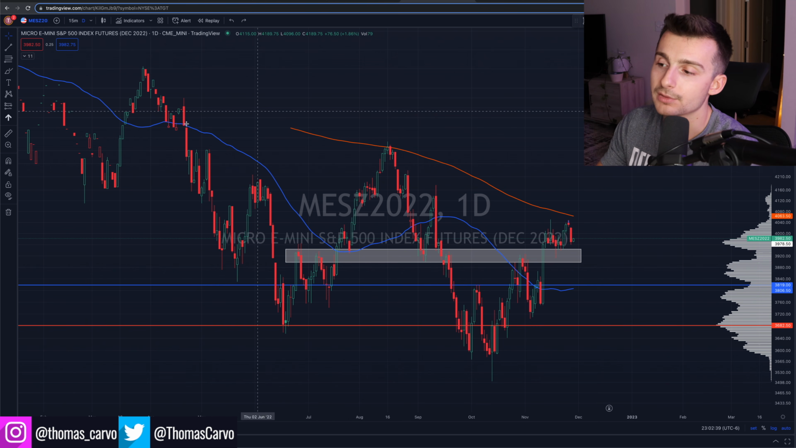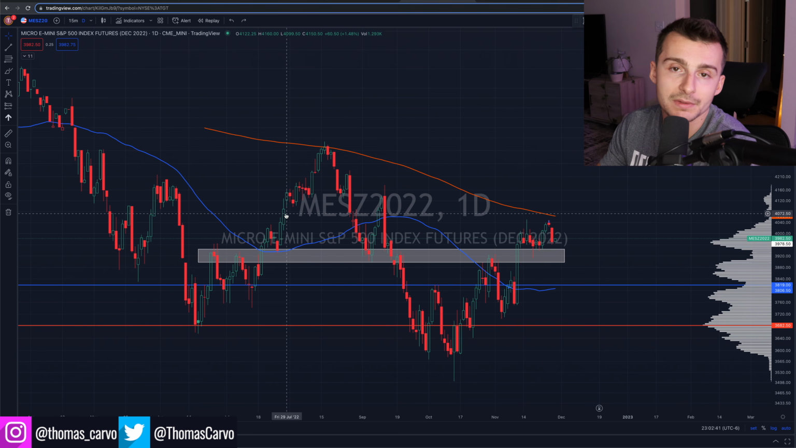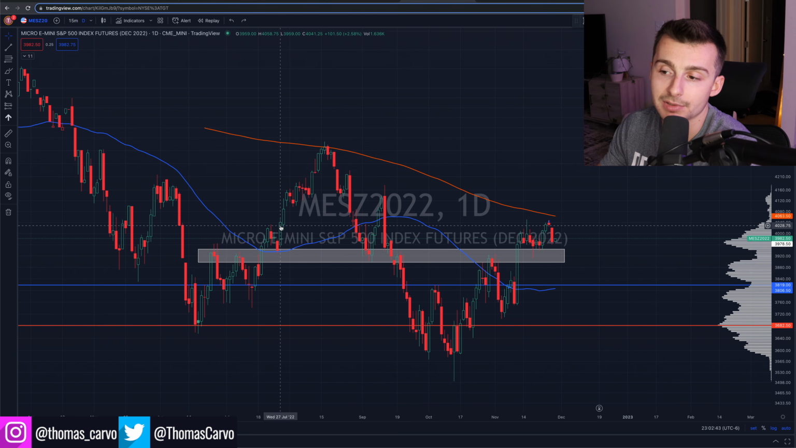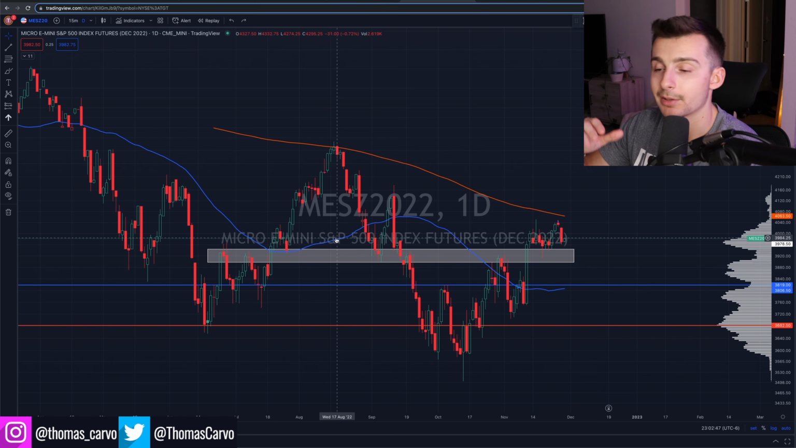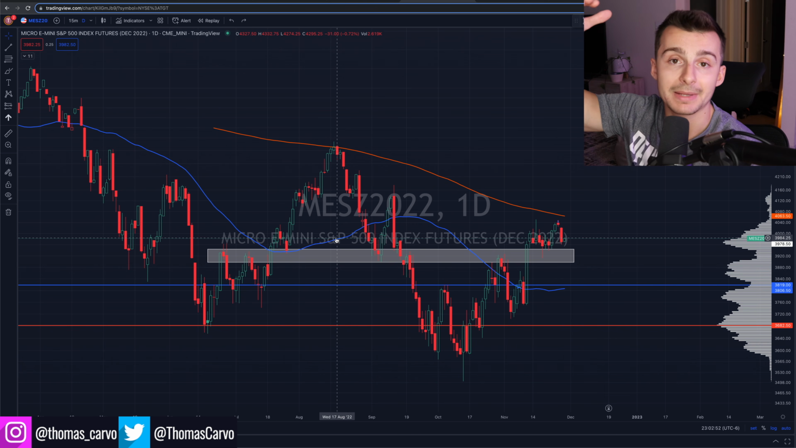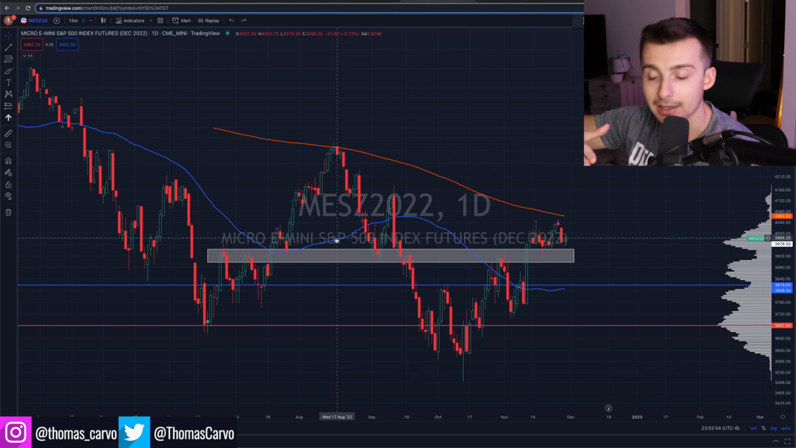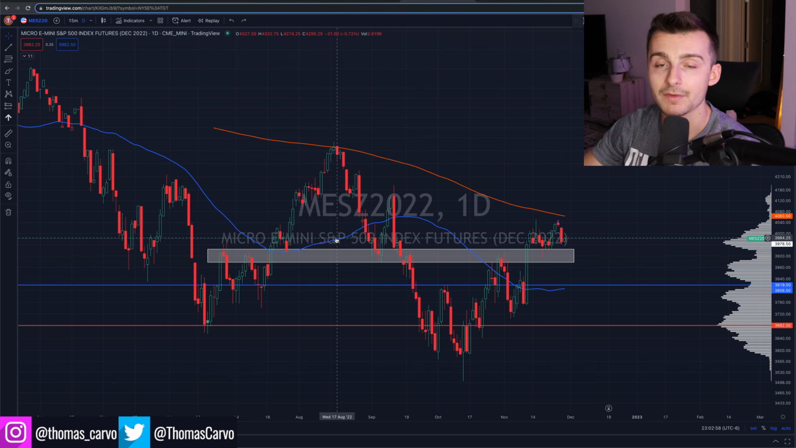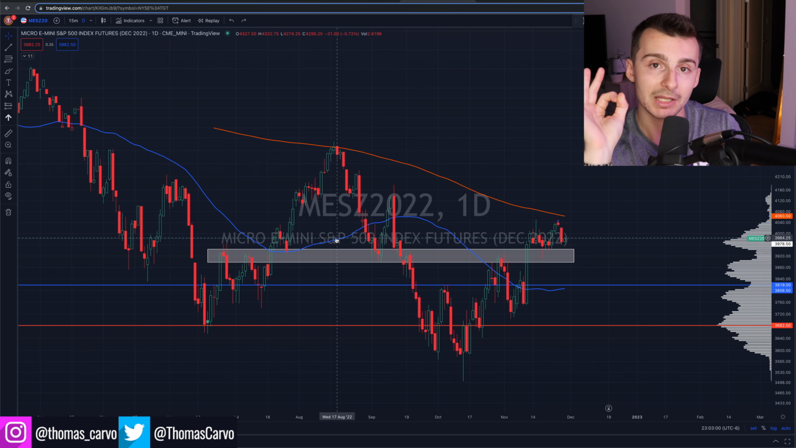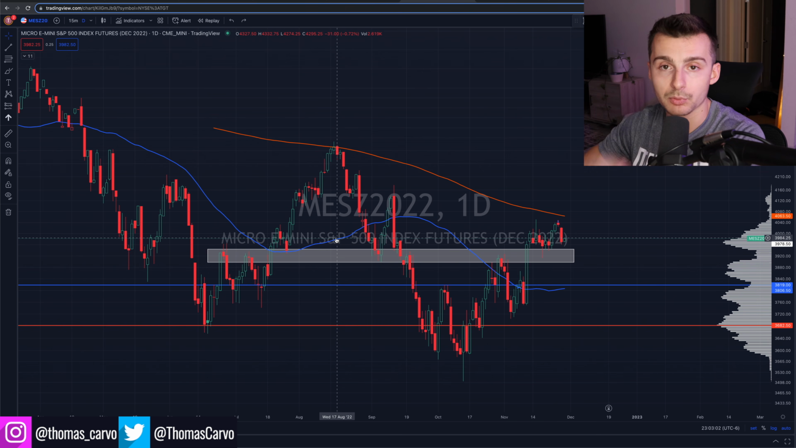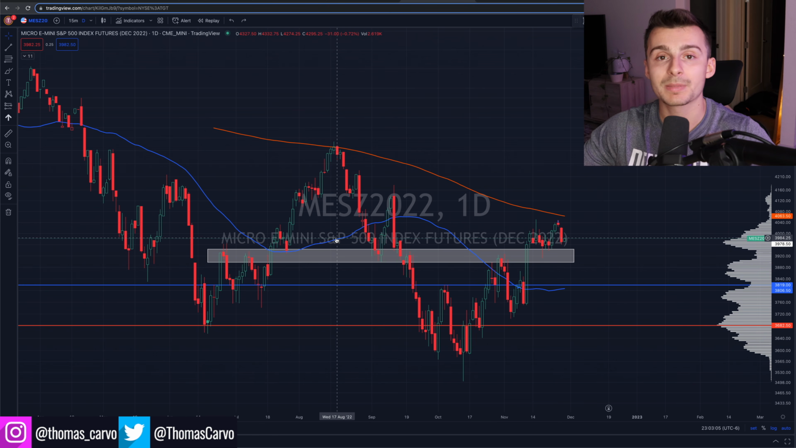So this white zone that we have right here, how was this zone initially created? This zone was initially created as an area of supply. Now, an area of supply is an area we can think of as resistance. So it's an area where we have price action come up into that zone. It falls back off, comes back up into that zone, falls back off, comes back up into that zone, falls back off. It's not one specific point. It's not one specific price to the cent. That's where people get into trouble.